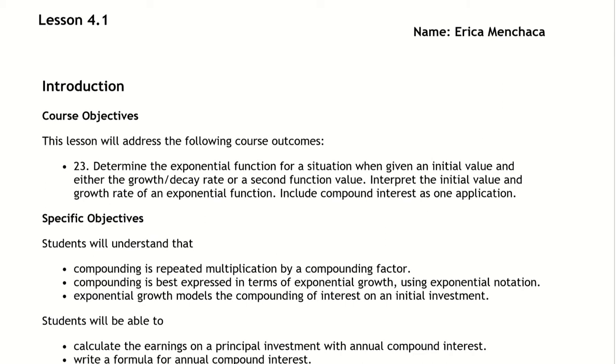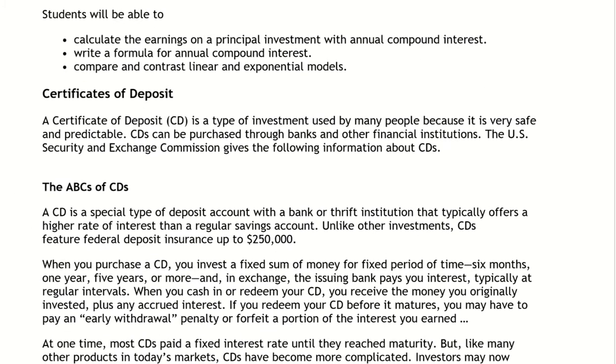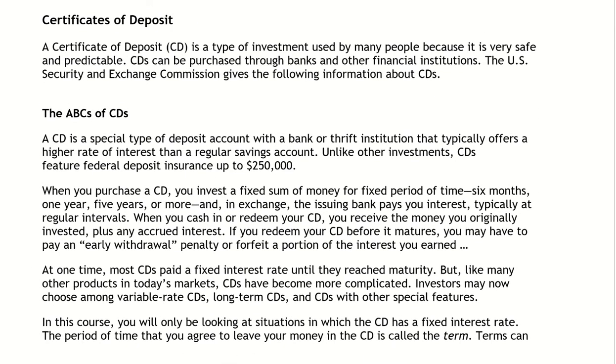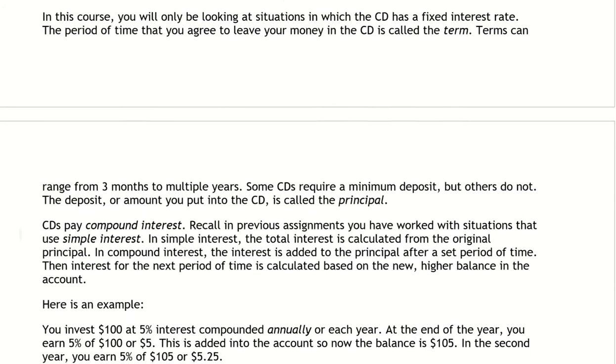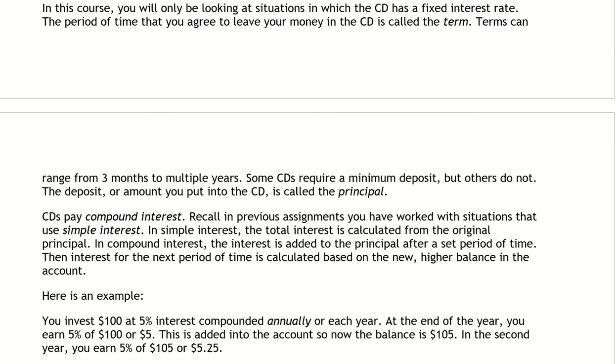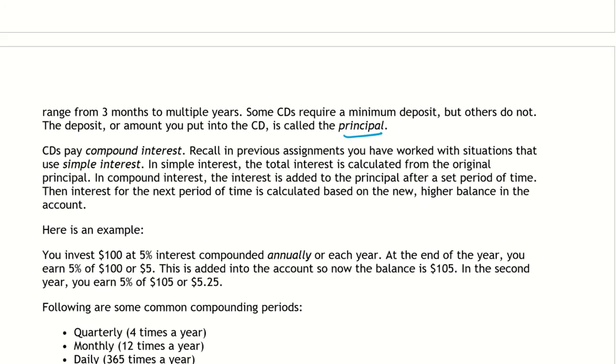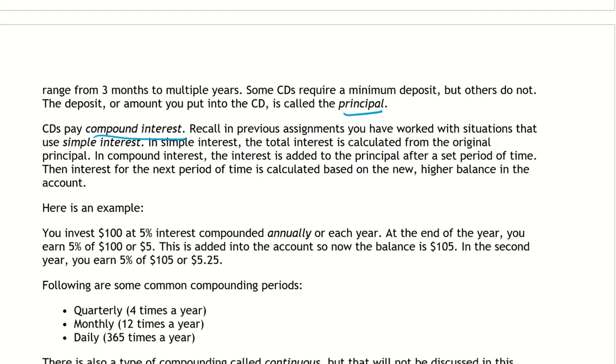Welcome to 4.1. In this lesson, we're going to look at growth and decay and exponential functions. So we're going to be working with certificates of deposit. Certificates of deposit are a type of investment people use because it's safe and predictable. So we're only going to look at fixed interest rates, and we're going to know some keywords like term and principal. So remember, this is compound interest, not simple interest like we've done before.